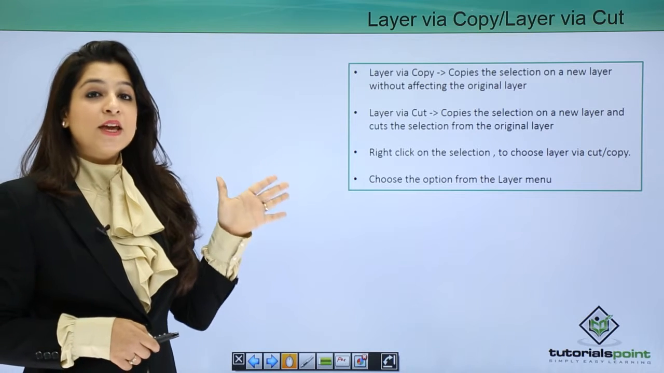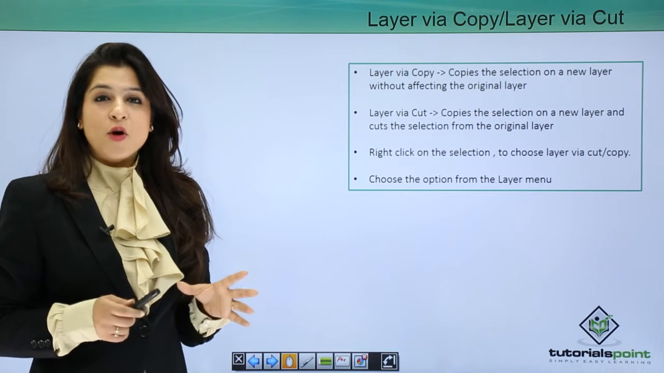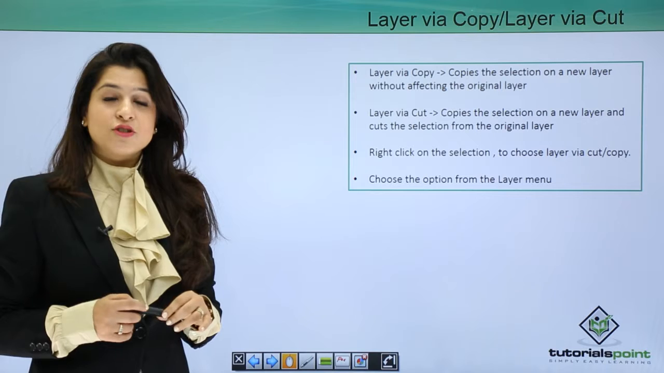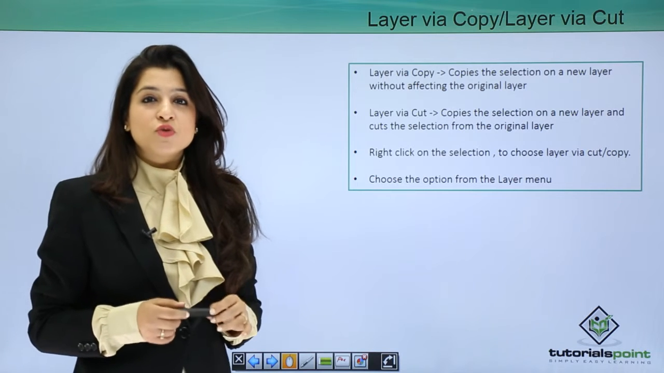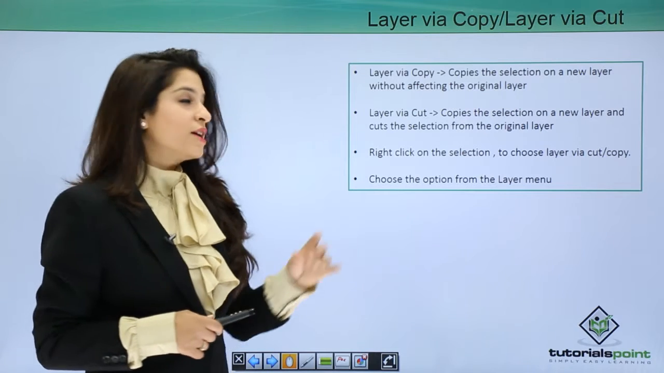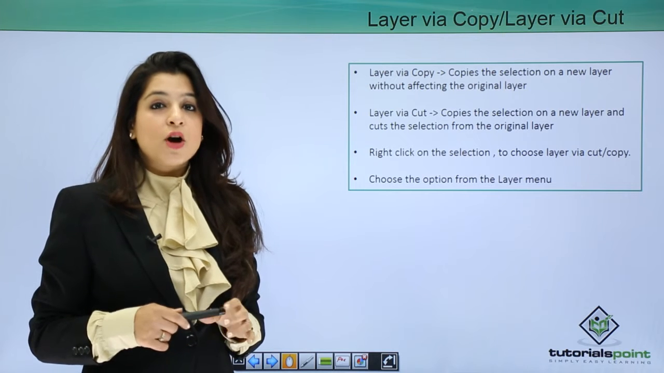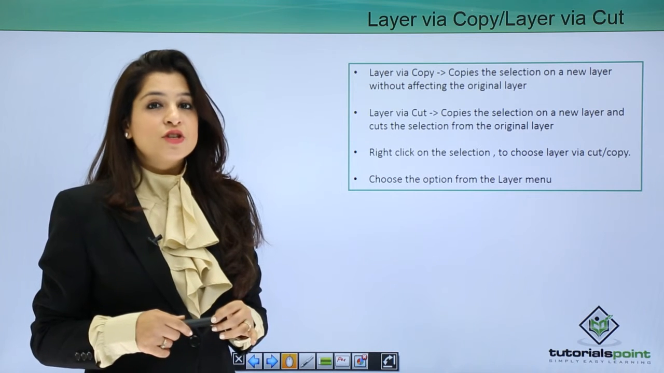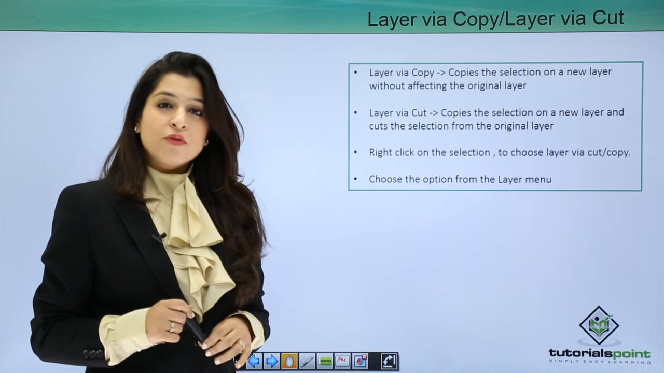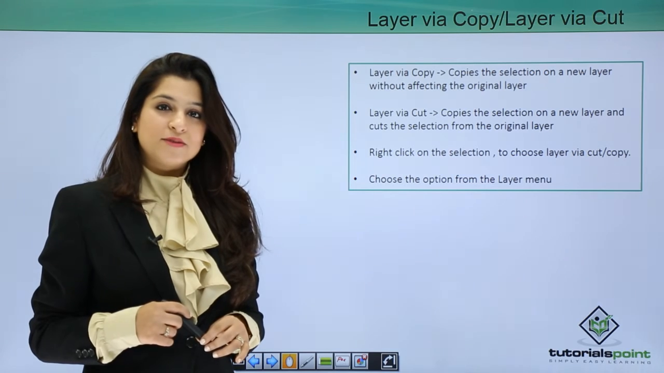Layer via copy and layer via cut are two very simple shortcuts for creating a copy or cut of your selection. Once you have made a selection in your layer, you can just do layer via copy to copy that selection onto a new layer. Same way with layer via cut. If you want to cut out a selection and copy it onto a new layer, you can do that by clicking layer via cut. So let's dive into Photoshop and understand how to use layer via copy and layer via cut.